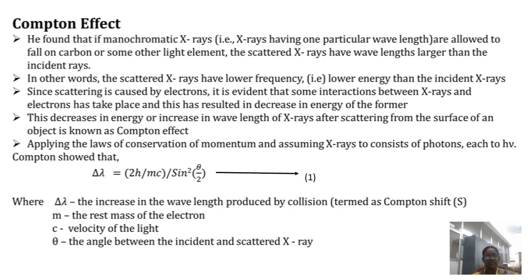So this decrease in energy or increase in wavelength of X-rays after scattering from the surface of an object is known as Compton effect. And applying the law of conservation of momentum and assuming X-rays to consist of photons each of energy h nu, Compton showed that delta lambda will be equal to 2h by mc times sin squared theta by 2, where delta lambda is the increase in wavelength produced by collision, which is called the Compton shift, m the rest mass of an electron, c the velocity of light, and theta the angle between the incident ray and the scattered X-ray.